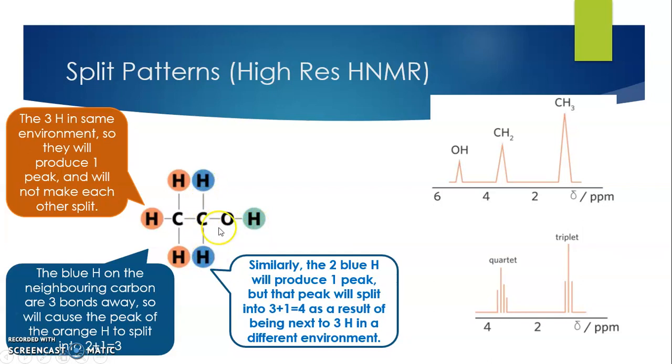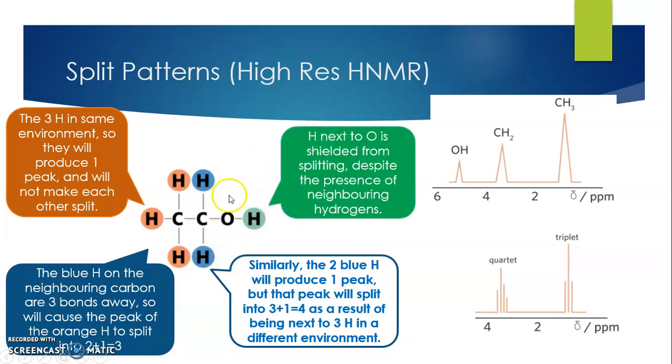Let's count. 1, 2, 3. It is. However, something that we must remember is that this green hydrogen and these 2 blue hydrogens are on 2 sides of this oxygen atom. Oxygen is very electronegative, so the electrons, especially the lone pairs on this oxygen, will act as a shield in between these 2 neighbors. Okay? So because of this shielding effect, the neighbors no longer affect each other.